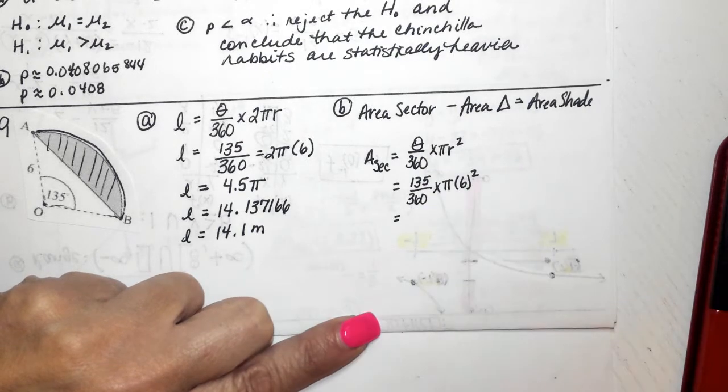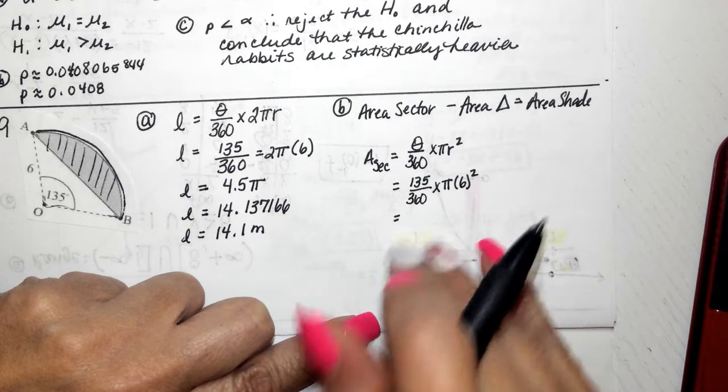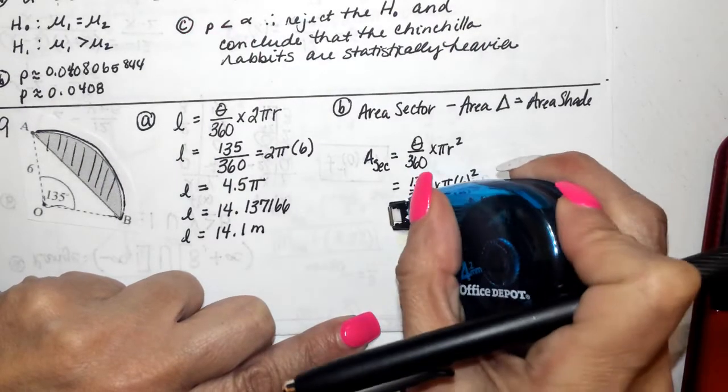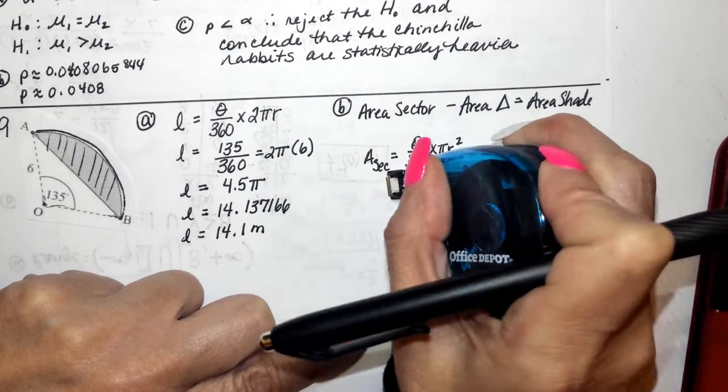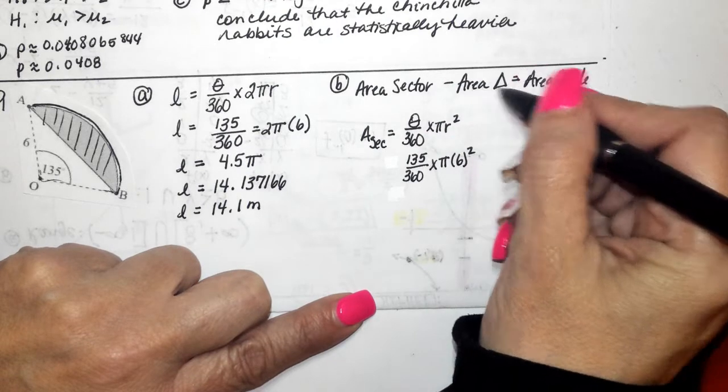When you do that, then we're going to do, oh, you know what? I actually did not work that out in my notes. Oh, whoops. Okay, here we go. I'm going to leave that right there. That's my area of the sector, minus the area of the triangle.